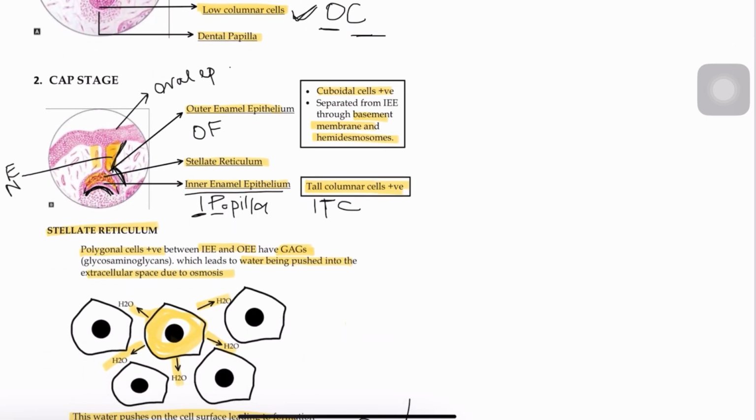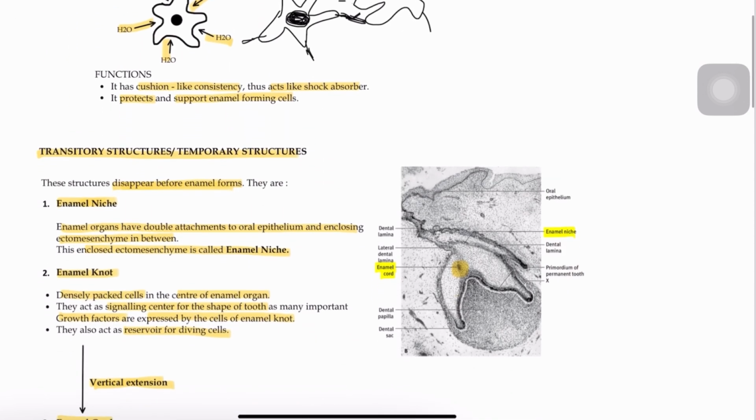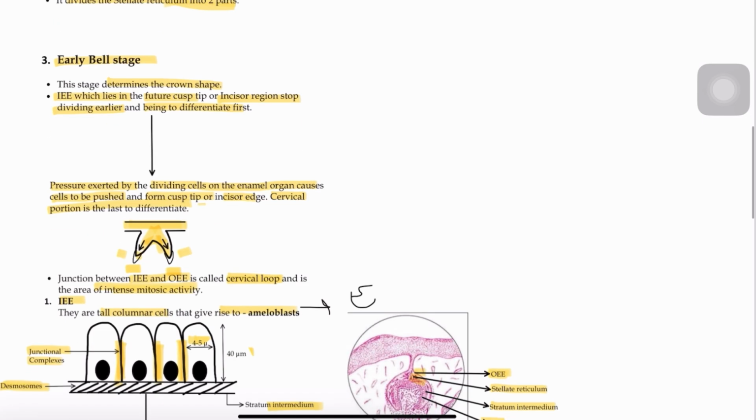Stellate reticulum, again ये तो मैंने बहुत बार repeat कर दिया. So polygonal cells, they take star shape, they have cushion like consistency, shock absorbers, and protect the enamel forming cells. Transitory structures, we have NKCNS: niche, knot, cord, navel, septum. I think this was clear.